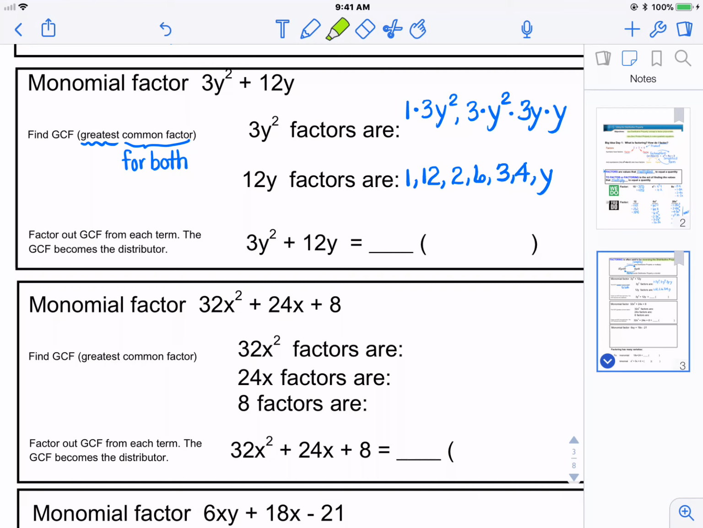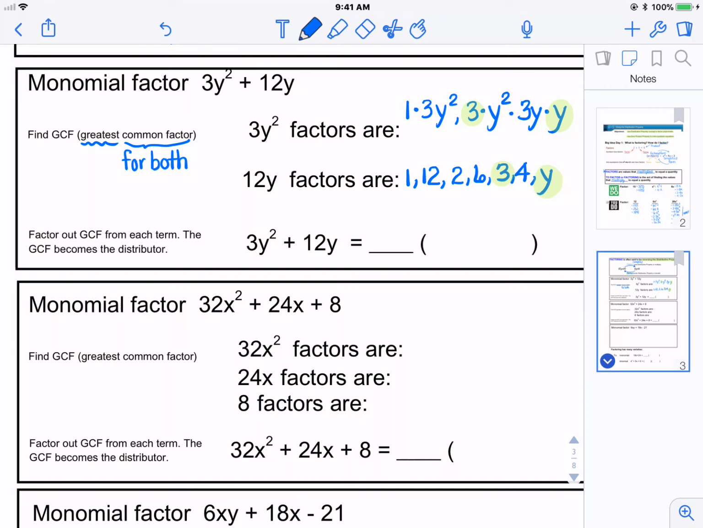In my bottom list, I have a y factor, and in my top list, I have a y factor. I don't have y squared in both lists, so the only y factor that they each have is a single factor of y to the first. As far as the biggest number factor that they each have, I see 3 in the top and I see 3 in the bottom, but I don't see any factors bigger in that top expression.